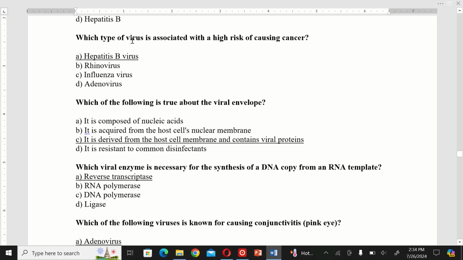The next MCQ is: which type of virus is associated with a high risk of causing cancer? A. Hepatitis B virus, B. Rhinovirus, C. Influenza virus, and D. Adenovirus. So the correct option is A.